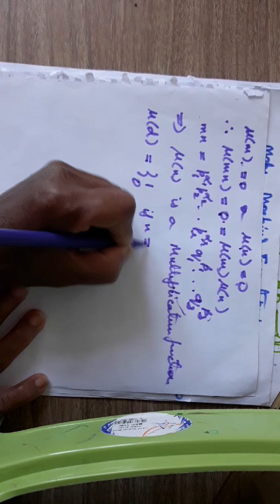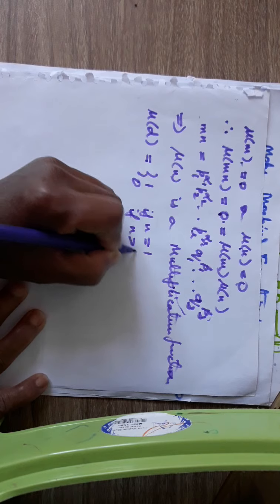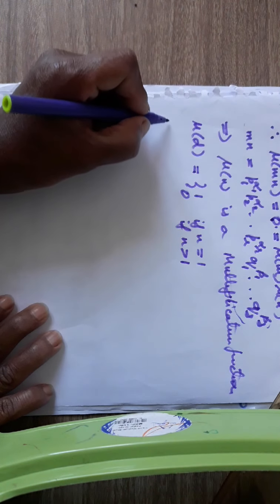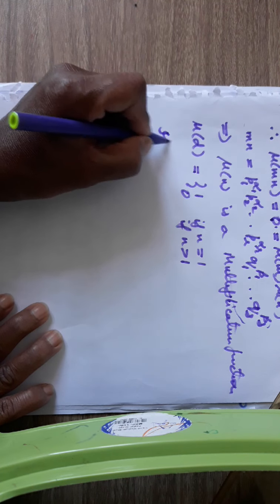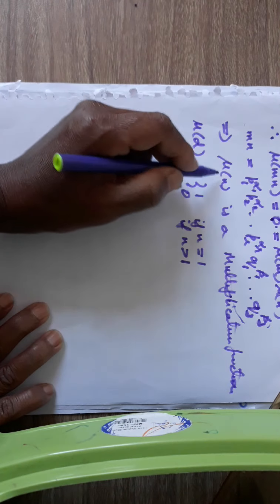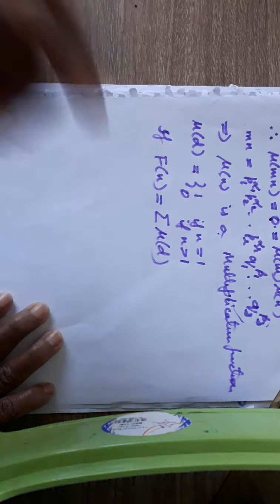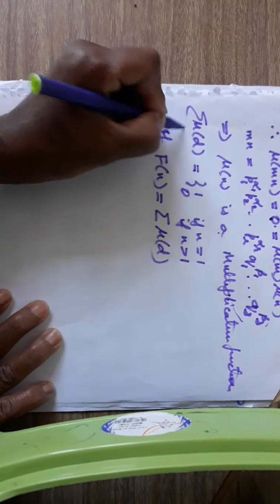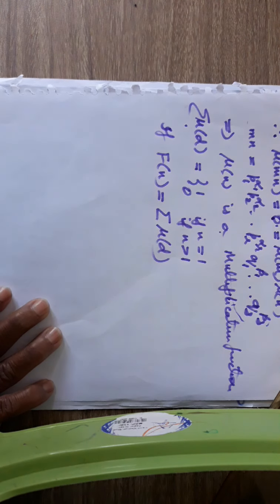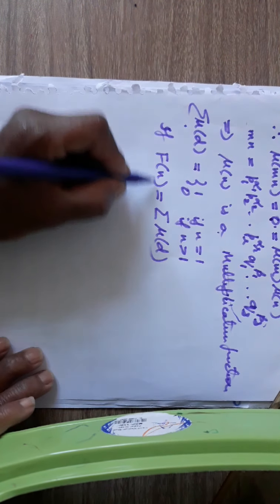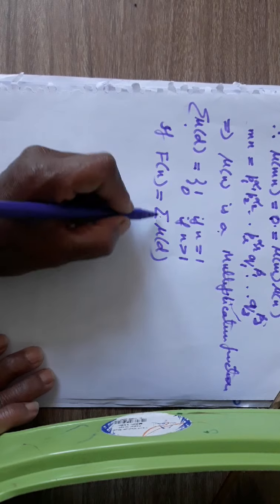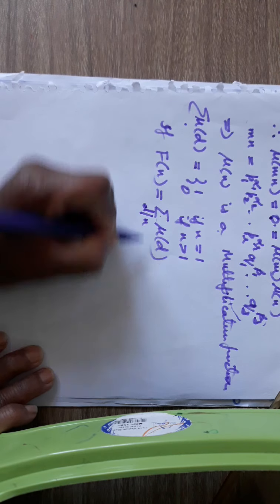Next part, we have to show that the summation of mu of d is equal to 1 if n is equal to 1, and equal to 0 if n is greater than 1. For that, let us take capital F of n to be the summation of mu of d, where d runs over the divisors of n.